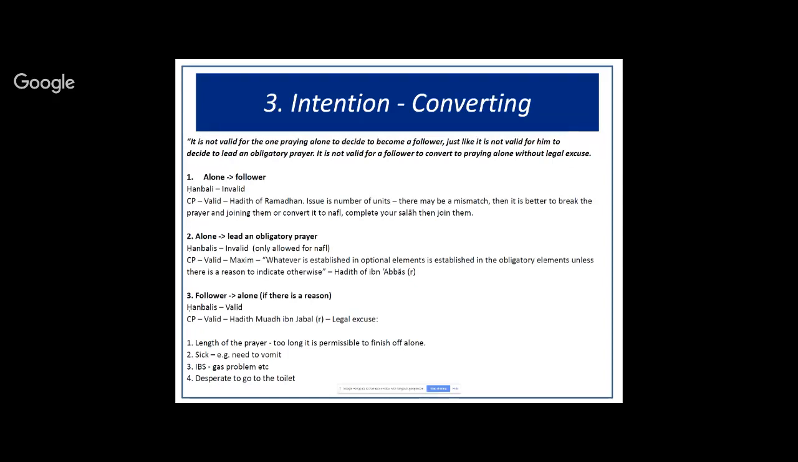Number 2 is you're alone and then lead an obligatory prayer. The Hanbali say it's invalid, but they've specified specifically to lead an obligatory prayer, meaning they allow it for nafil, that if you're alone and you then become an imam for a nafil prayer, that is allowed. And what's the evidence for that?